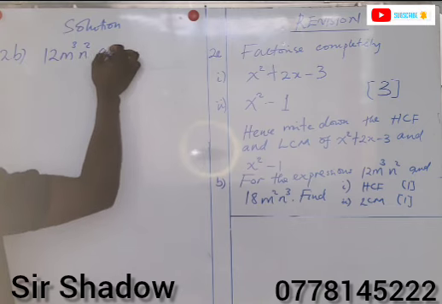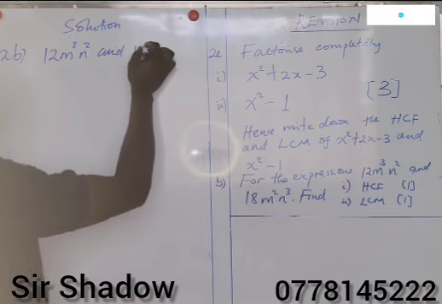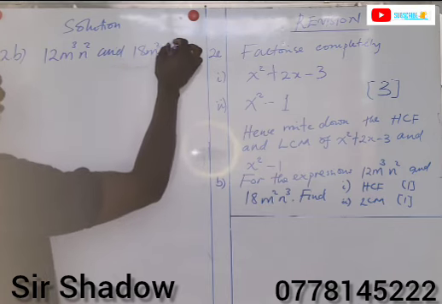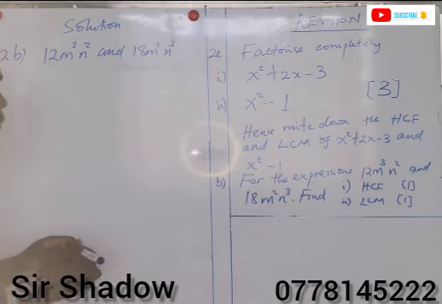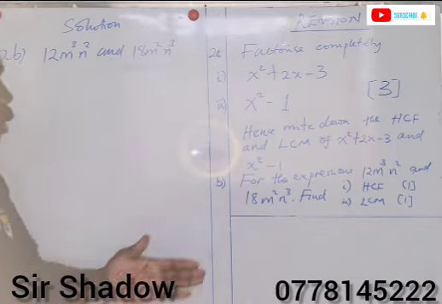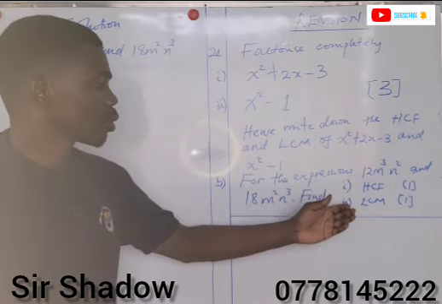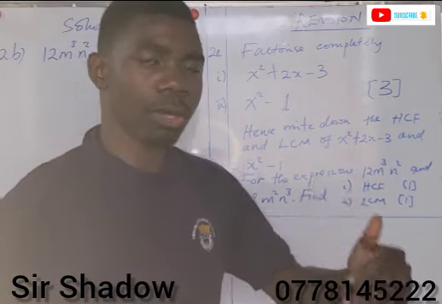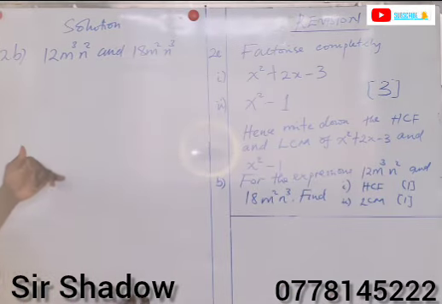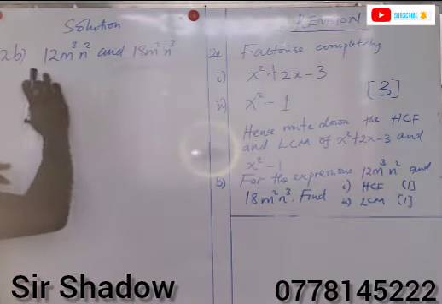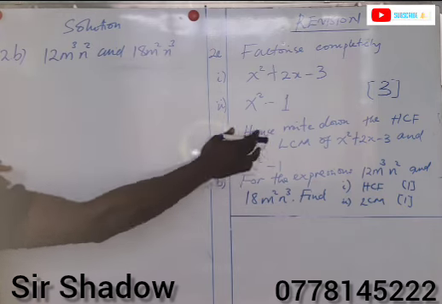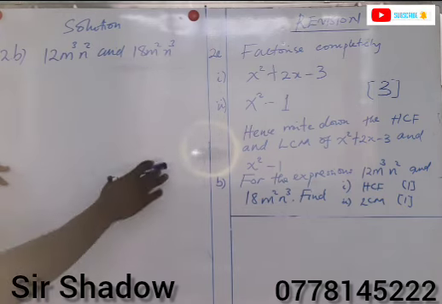And 18 m squared n cubed. All right. Remember, we want to find the highest common factor and also find the lowest common multiple. Remember, we have many ways to kill a cat, right? For this one, we want to find the highest common factor, then also the lowest common multiple.